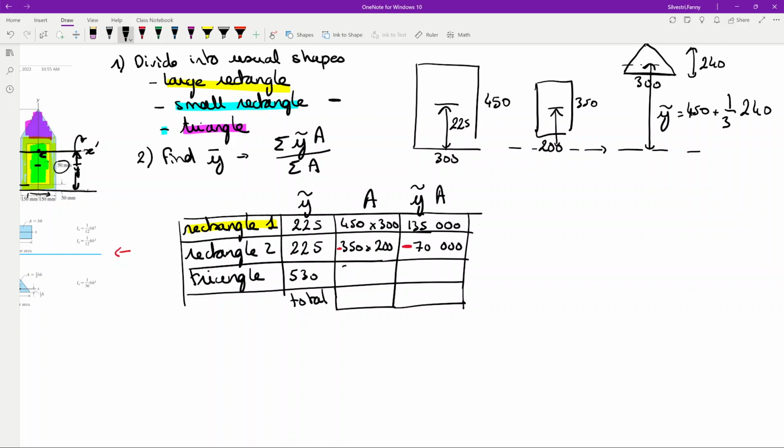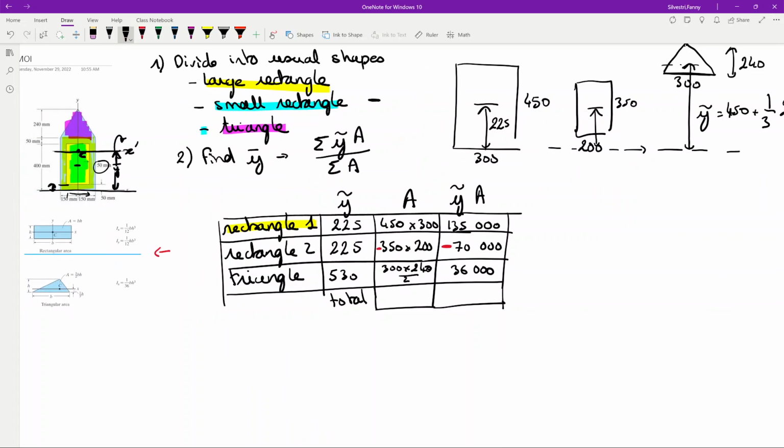Okay, the area would be 300 times 240 divided by 2. And when we do the multiplication of this, we get 36,000. Okay? So now we do plus, plus, plus. For the total, that will be A1 minus A2 plus A3. We get for the total area 101,000 millimeter squared.